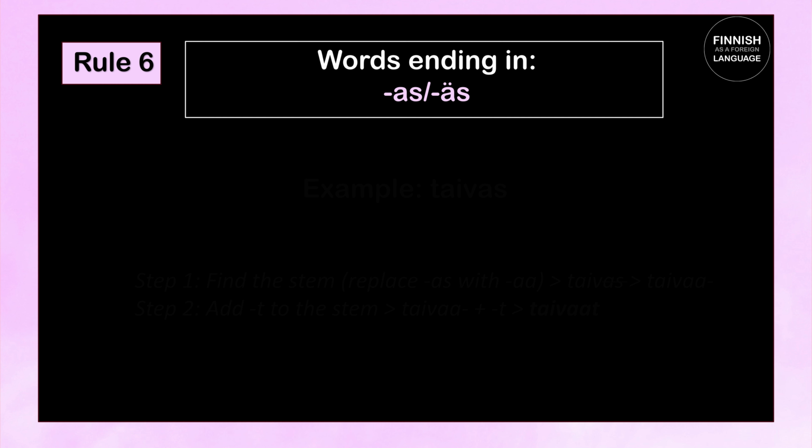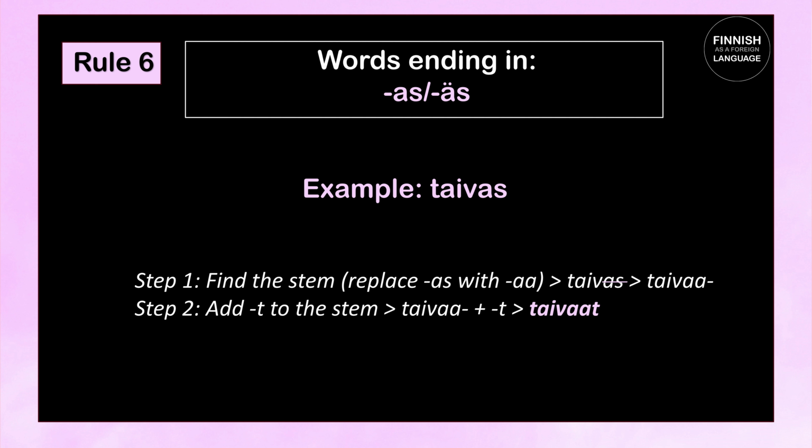Rule number 6. Words ending in either as or äs. Here's one example. Taivas. Taivas, meaning sky. So the first step is again, as always, finding the stem. In order to find the stem, we have to replace the ending as with a double A. So that means taivas changes to taivaa with a double A. Then in the second step, we have to add T to the stem. That means we have taivaa with a double A plus T is taivaat, meaning the skies. Although nowadays in English, it's also okay to say sky if you mean the plural version of it.